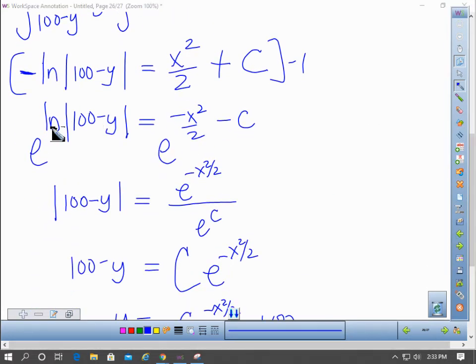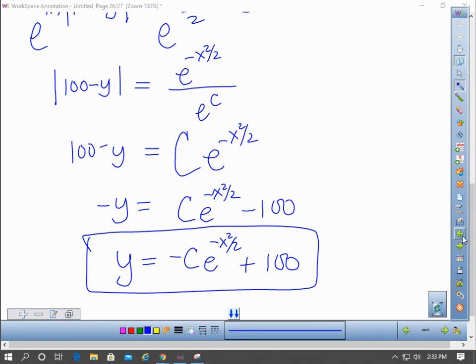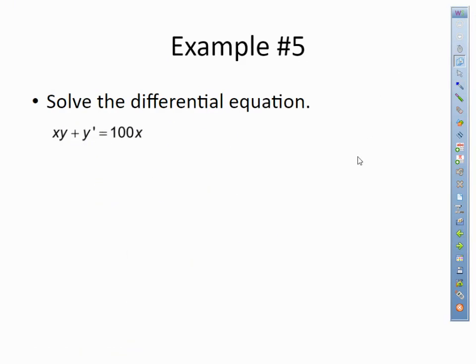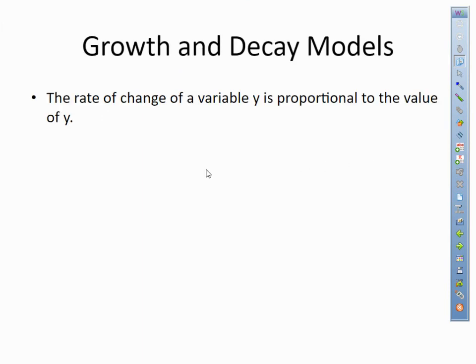Again, you end up with natural log. That's when you make these guys both the exponent on e, break this one up to where you've got your big C, take your bars off, and then finish solving for y. That's kind of the process that happens every single time for these. All right, so why did I lead us through all that? Okay, this leads us into growth and decay models.